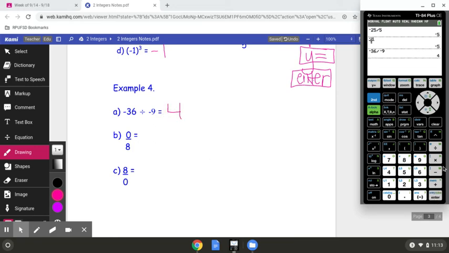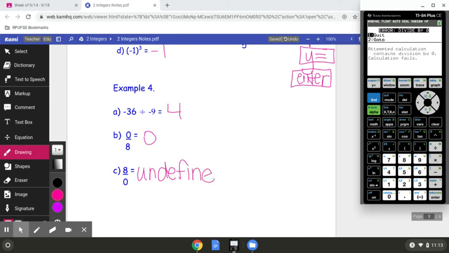And here are your two zero rules. So zero's in the numerator here. 0 divided by 8 gives me an answer of 0. But here's the opposite. I can't take 8 parts of nothing. So I get this error, which is undefined. There is no answer here. It's undefined.